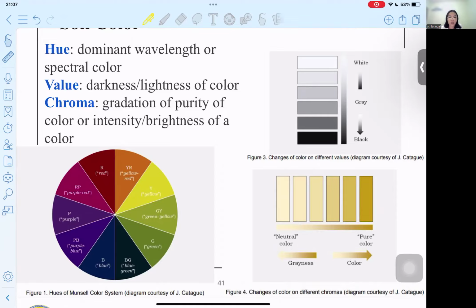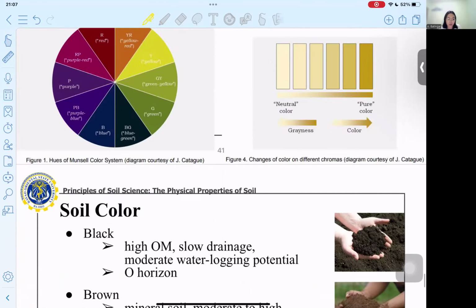So, its tendency is from white to black in intensity, whether a light or dark color. And then chroma refers to the intensity or brightness, or how strong a color is. So, the various combinations of hue, value, and chroma dictate the different soil colors using the Munsell color chart. Now, what is the practical application of your soil color?